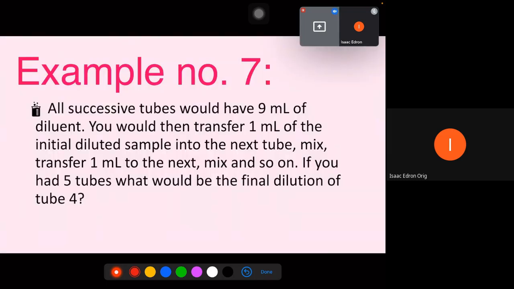So ito siya, this is an example of a serial dilution problem. So all successive tubes would have 9 ml of diluent. So lahat ng tubes mo, 9 ml ang diluent. Okay? So yan yung solvent natin, di ba? Diluent. You would then transfer 1 ml of the initial diluted sample into the next tube, mix, then transfer 1 ml to the next, mix, and so on. If you had 5 tubes, what would be the final dilution of tube 4?